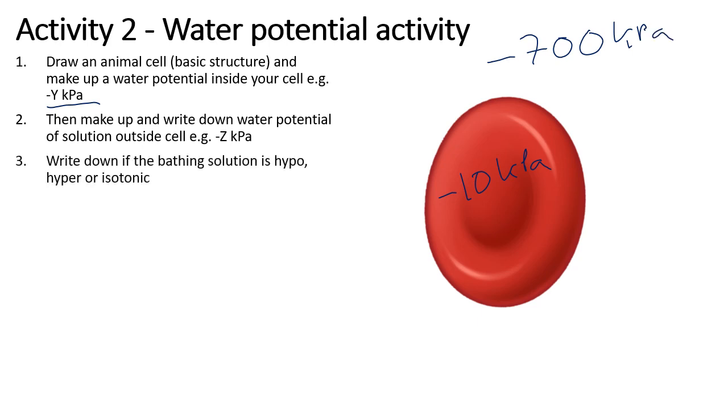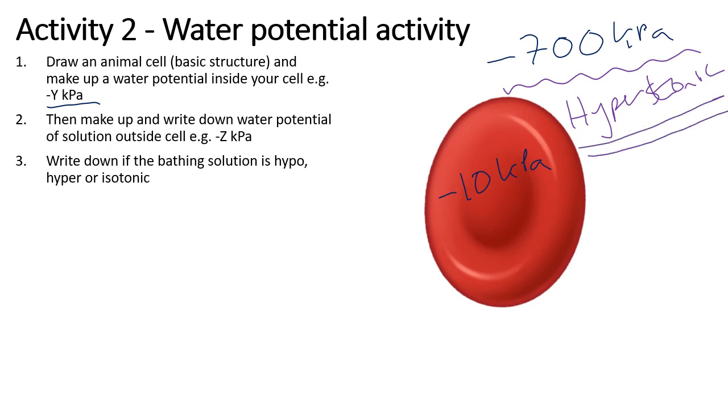Next, I need to identify, is that solution hyper, hypo, or isotonic? So -700 is more negative than -10. And so I know that I've got more dissolved solutes in my bathing solution. So if I've got more dissolved solutes, hyper means more, and hypertonic is how I would describe that solution.